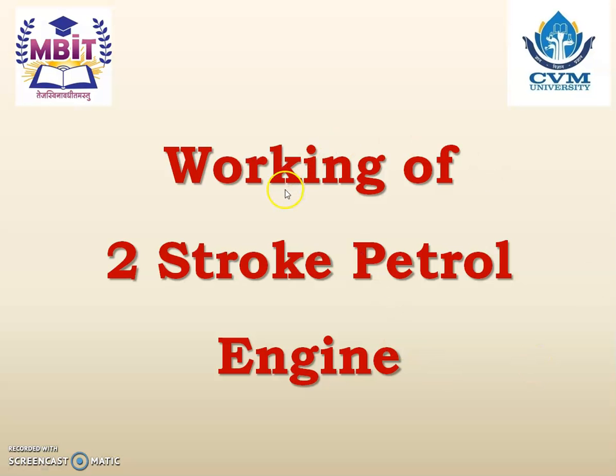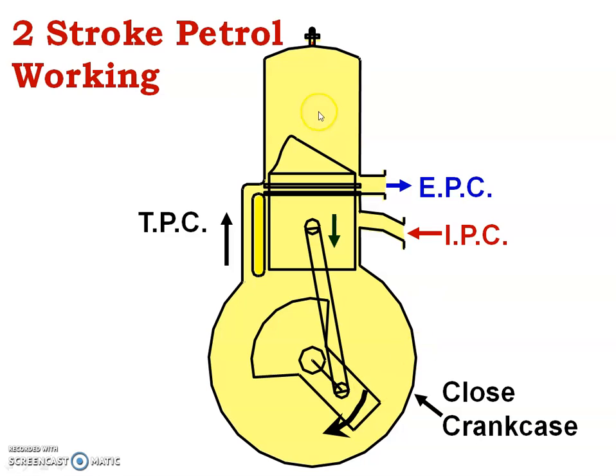Now let us study the working of two-stroke petrol engine. As it is a two-stroke engine, it means the cycle is completed in two strokes of the piston. This is the working of two-stroke petrol engine, and the piston is moving down, as the arrow indicates. During the downward movement the piston is located at a position such that all ports are closed: inlet port closed, exhaust port closed, and transfer port closed. Clear? And the piston moves down.